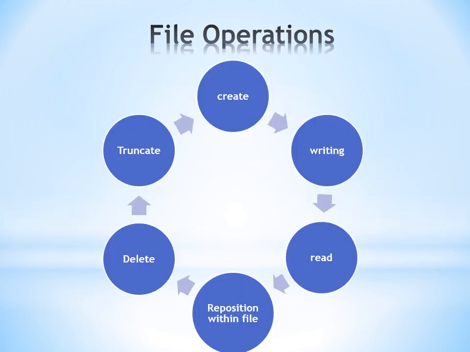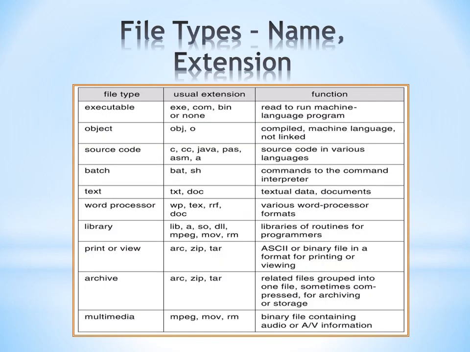Now we look into the file operations. In the file operations, we can create a file, write the file, read the file, reposition the file, rename the file, delete, and truncate it. This is the file types or name extension, which you are normally familiar with. When you open your files, whether in the C drive or D drive, you can see each of your files has a file extension.